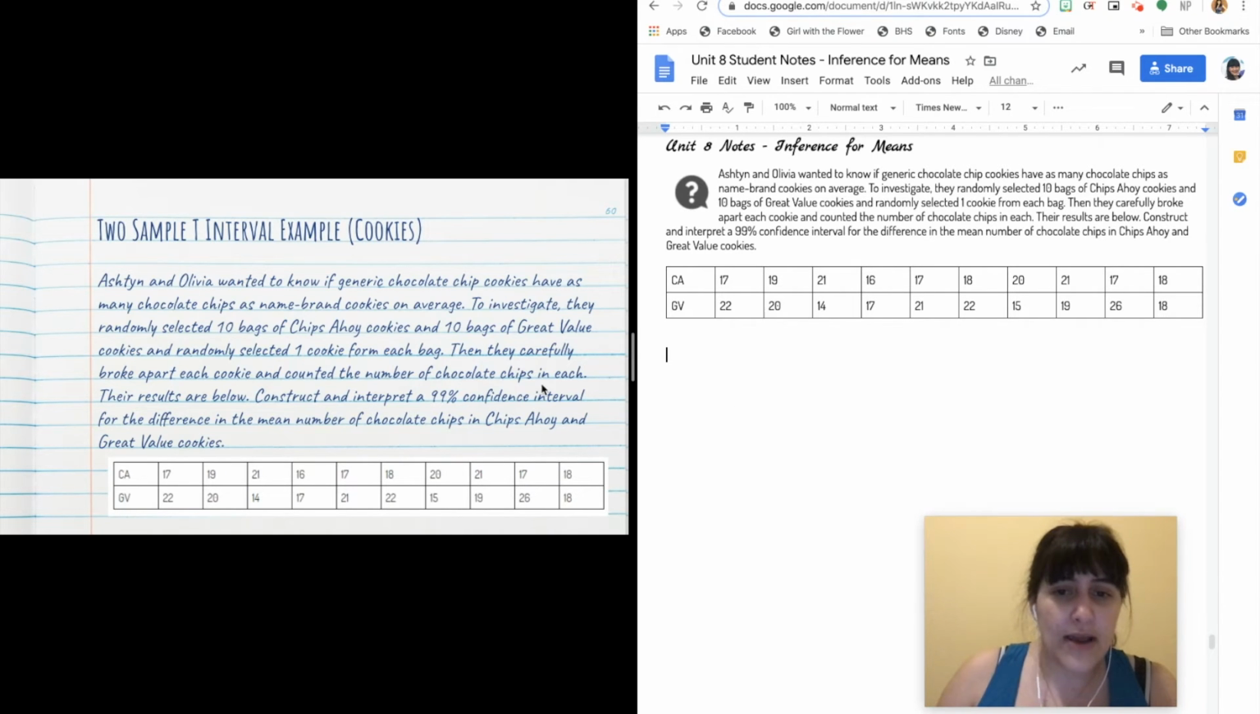All right. So this is a confidence interval. So the question is to construct and interpret a 99% confidence interval for the difference in the mean number of chocolate chips in Chips Ahoy and Great Value cookies.